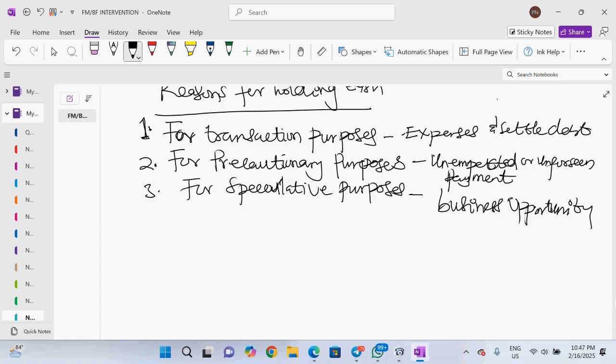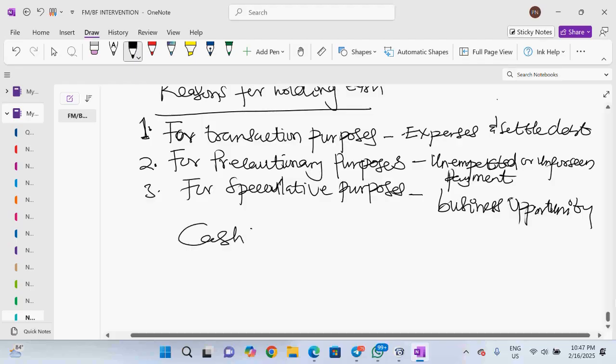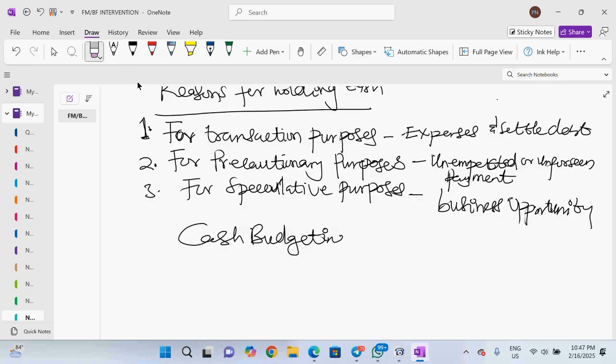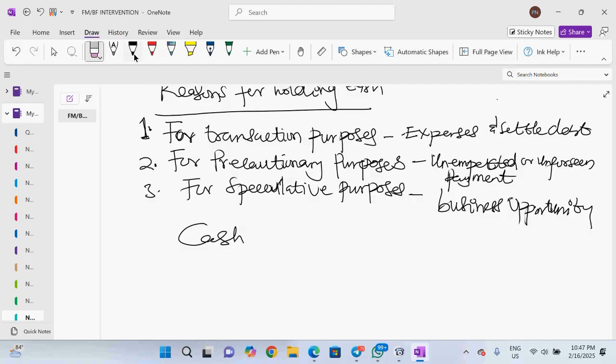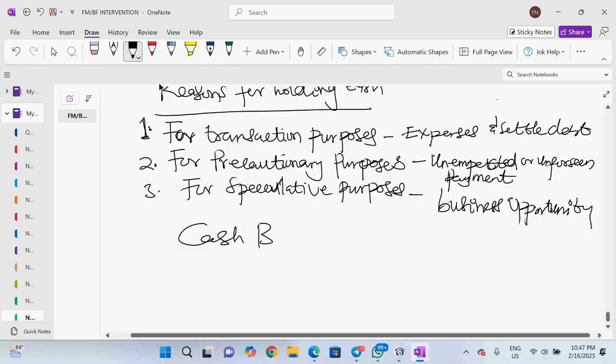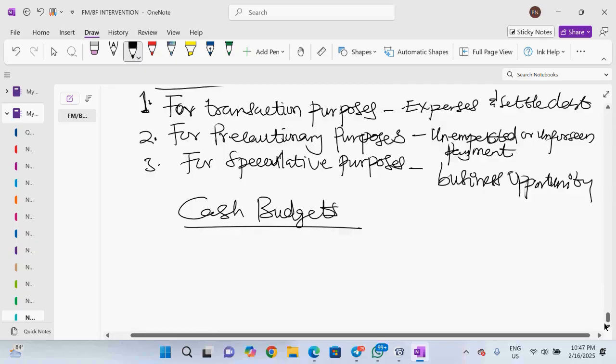There is the need to prepare a cash budget so that we know these are the things we will be needing. These are our receipts that we'll be expecting, and this will be our payments. That is receipts and payments, like the cash book, remember, the accountant. So there is the need to prepare what is known as the cash budget.